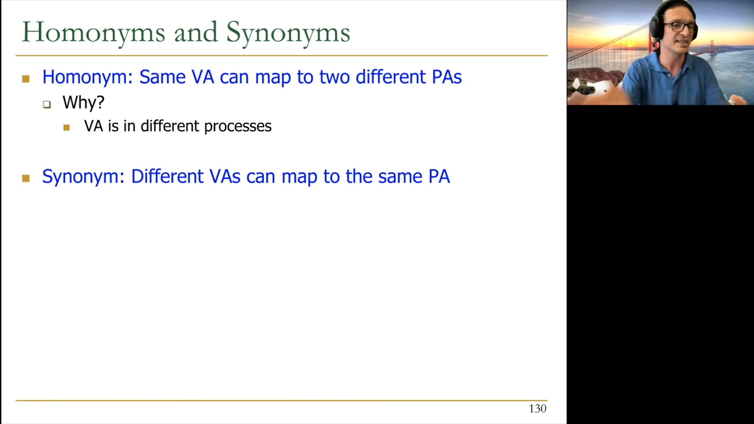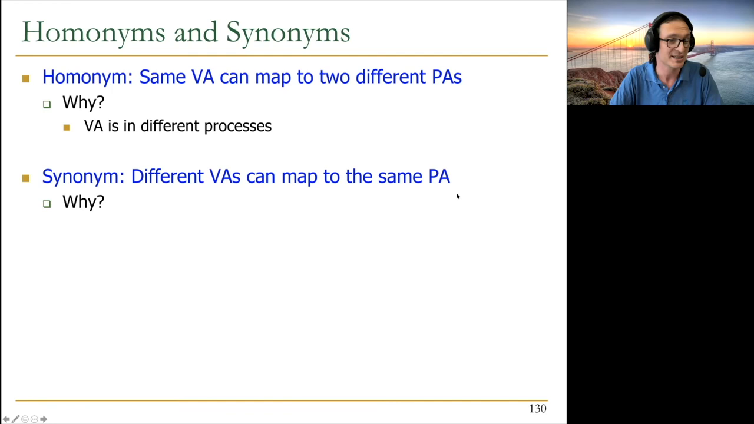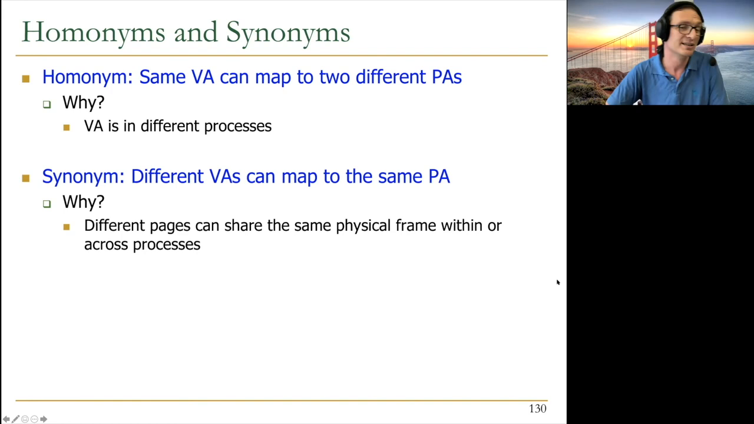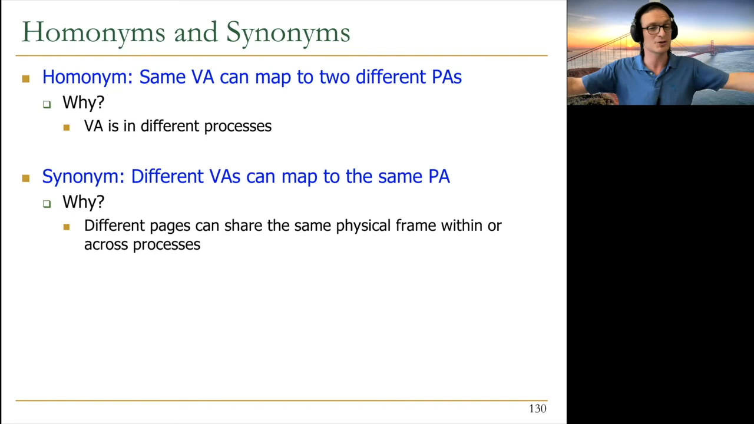Synonym problem is different virtual addresses can map to the same physical address. And again, why? Different pages can share the same physical frame within or across processes, right? Essentially, different virtual addresses can map to the same physical address. Just like we saw in the Google example, right? Different virtual addresses map to the same file, which is mapped to the physical memory. And many different virtual addresses can map to the same physical address.